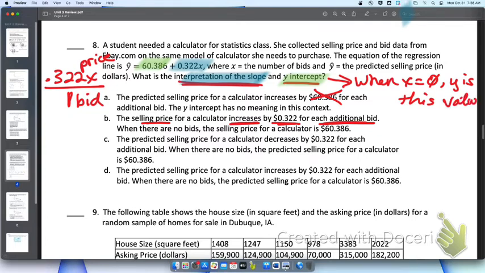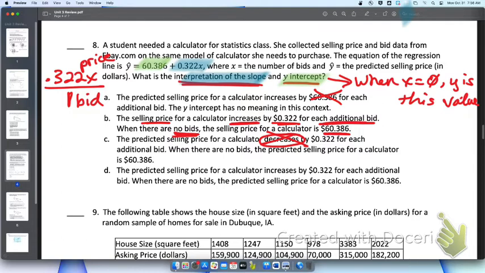Okay, so when there are no bids, so x is 0, the selling price would be 60.386. Does that look right? Yeah, kind of looks pretty good to me. All right, so what's the problem with C? Let's just look at C for a second. It says the predicted selling price for a calculator decreases. It has to be a negative. Yeah, there would have to be a negative with the slope. Very good. So that's the problem with that one.